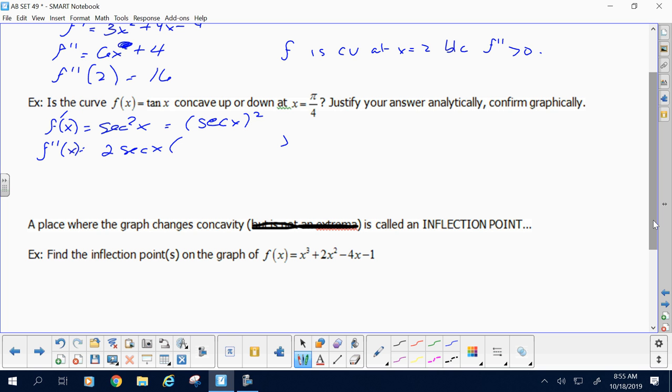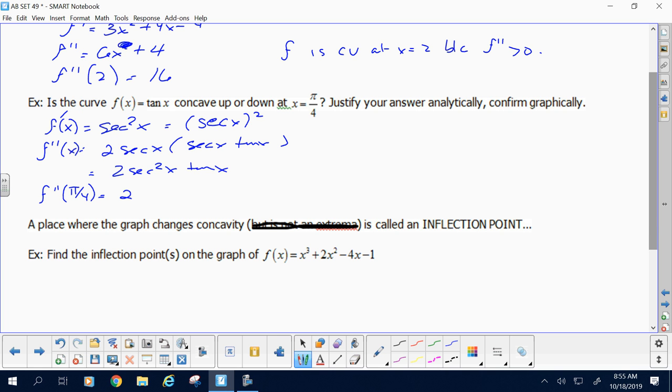The derivative of the outside is 2 times secant to the first, yeah? But then the derivative of the inside is secant of x tangent of x. That's where she was getting secant squared. We picked up another secant eventually. And you can leave it expanded or combine it. I don't care which one. But we still need to do what? Evaluate at pi over 4.